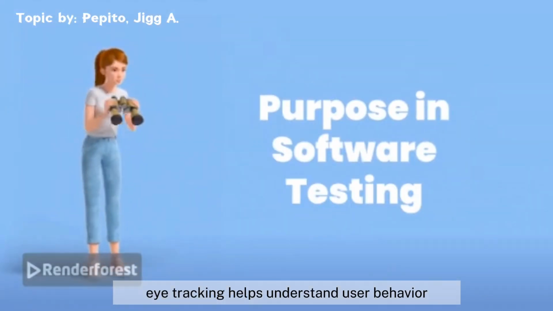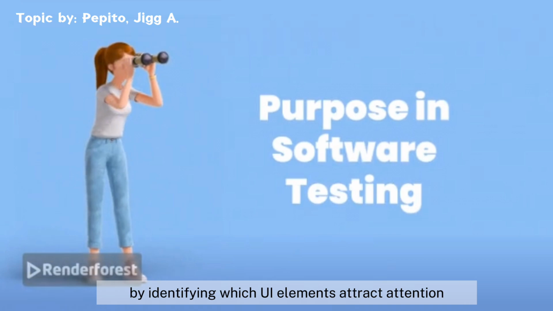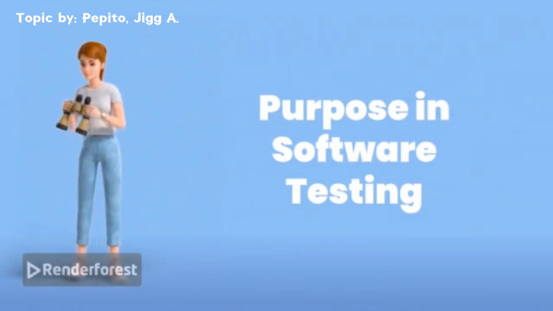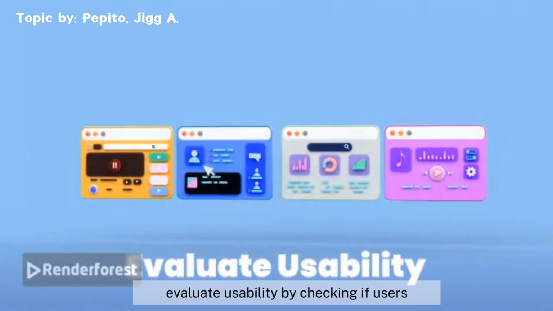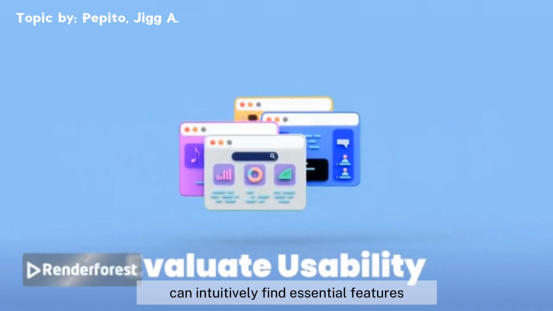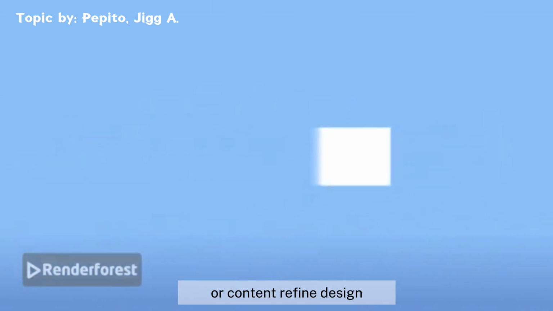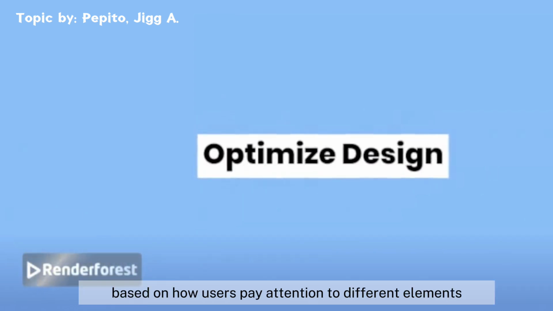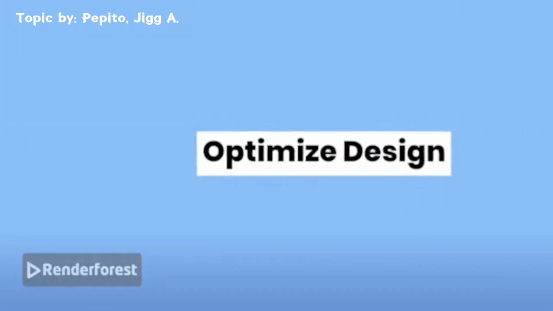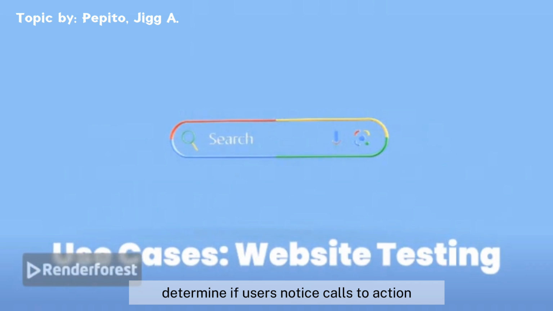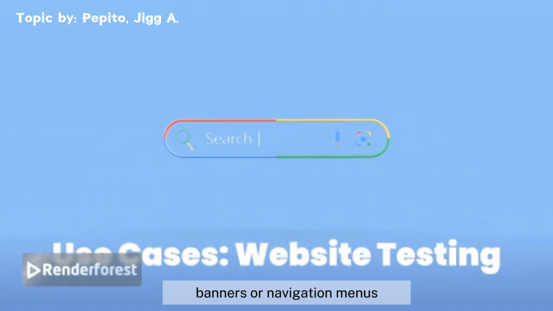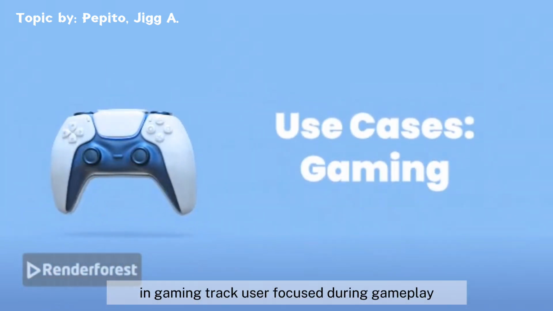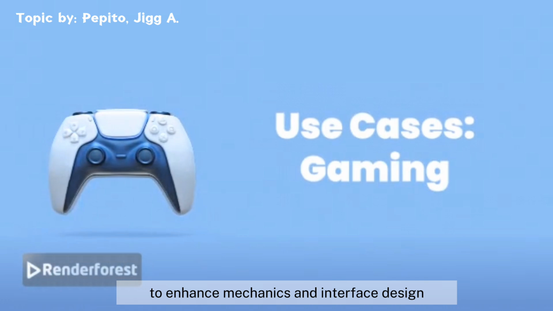Eye tracking helps understand user behavior by identifying which UI elements attract attention or are overlooked. Evaluate usability by checking if users can intuitively find essential features or content. Refine design placement of buttons and content based on how users pay attention to different elements. In website testing, determine if users notice calls to action, banners, or navigation menus. In gaming, track user focus during gameplay to enhance mechanics and interface design.